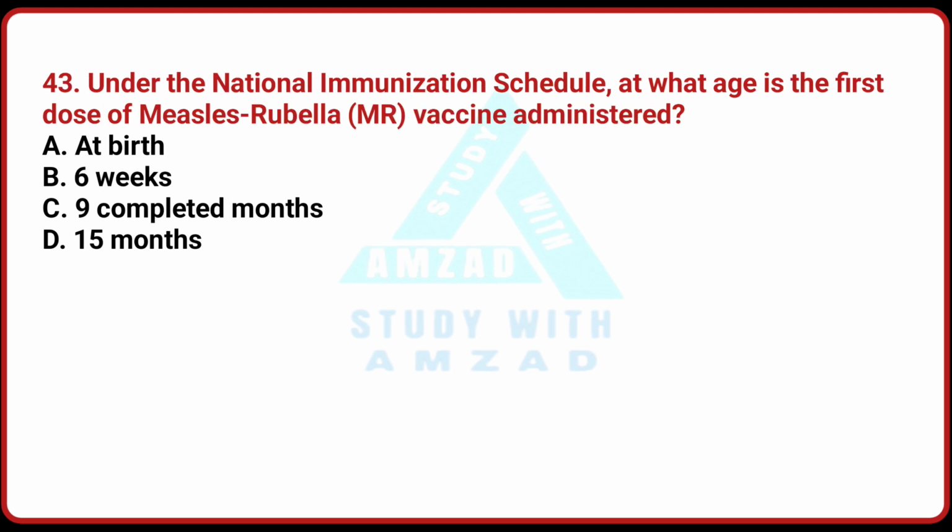Question number 43. Under the National Immunization Schedule, at what age is the first dose of measles rubella MR vaccine administered? Option A, at birth. Option B, 6 weeks. Option C, 9 completed months. Option D, 15 months.